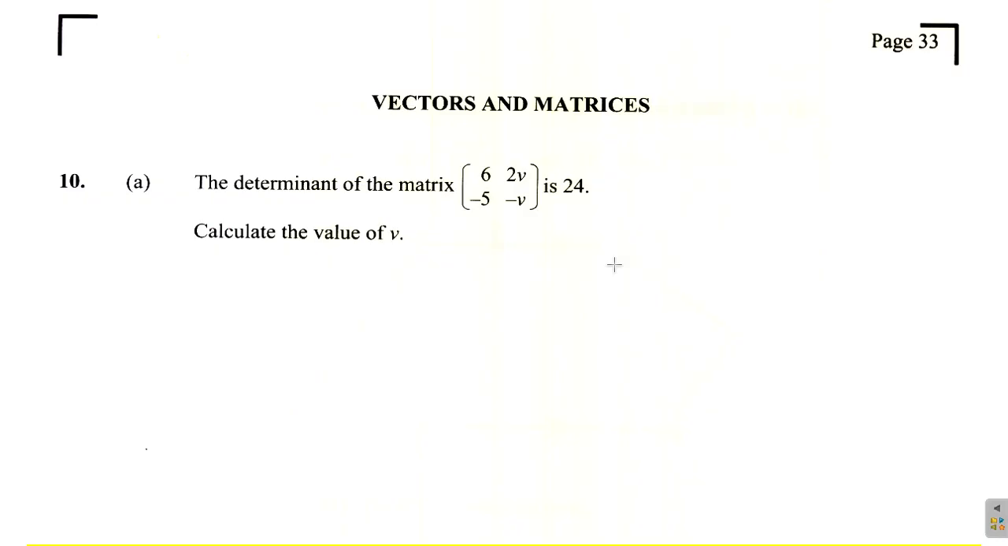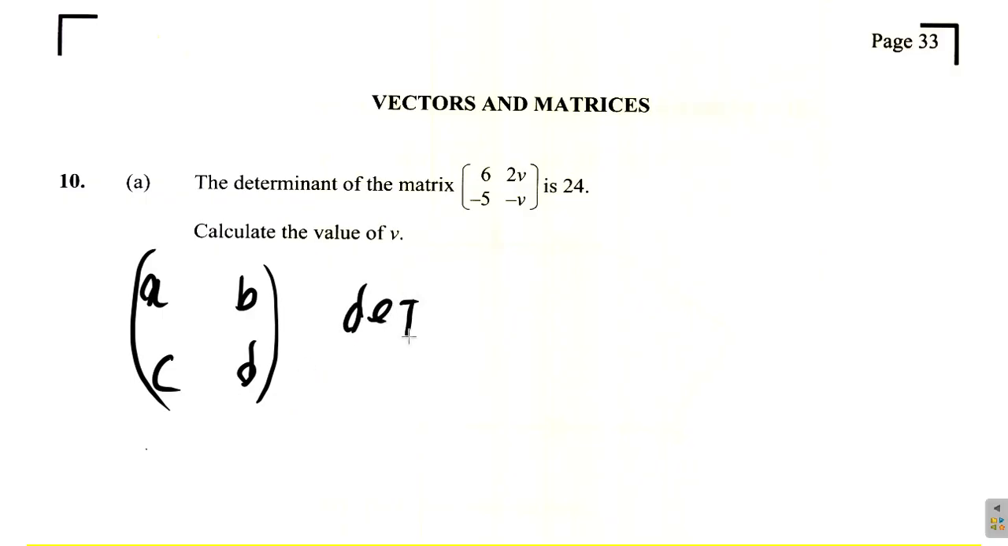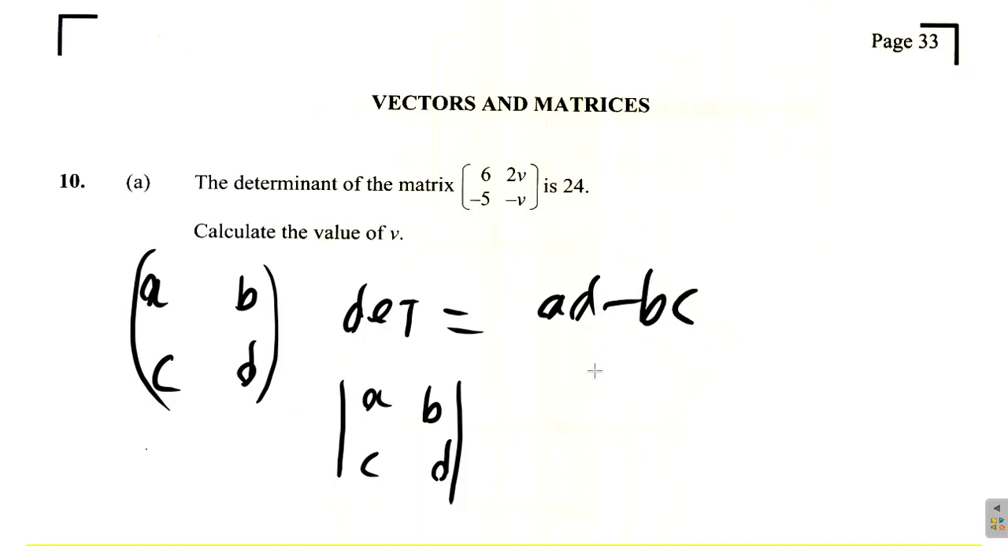Now, the determinant is 24. You remember how to find the determinant of a matrix? If you have A, B, C, D as your matrix, the determinant equals AD minus BC, right? You have to remember that.